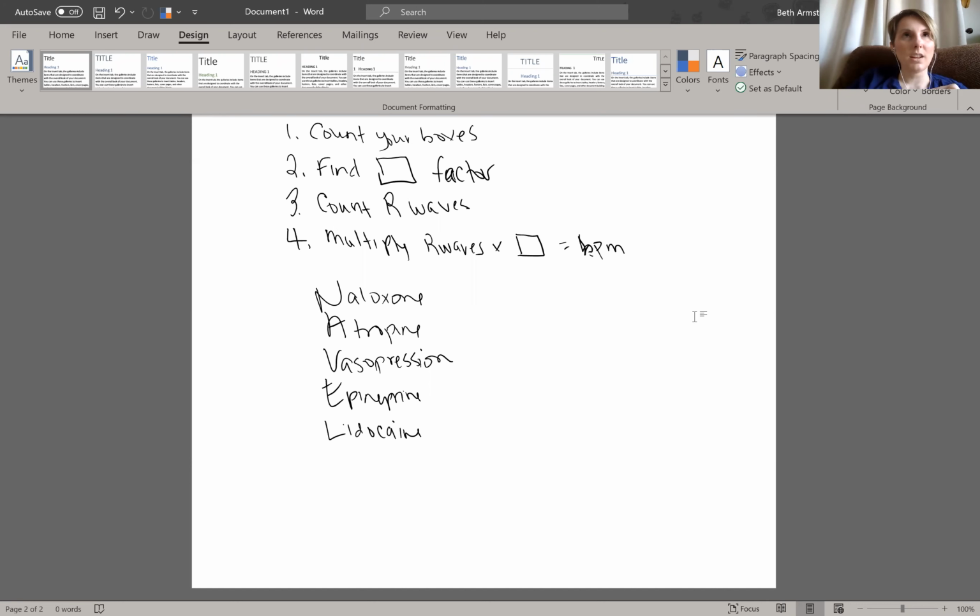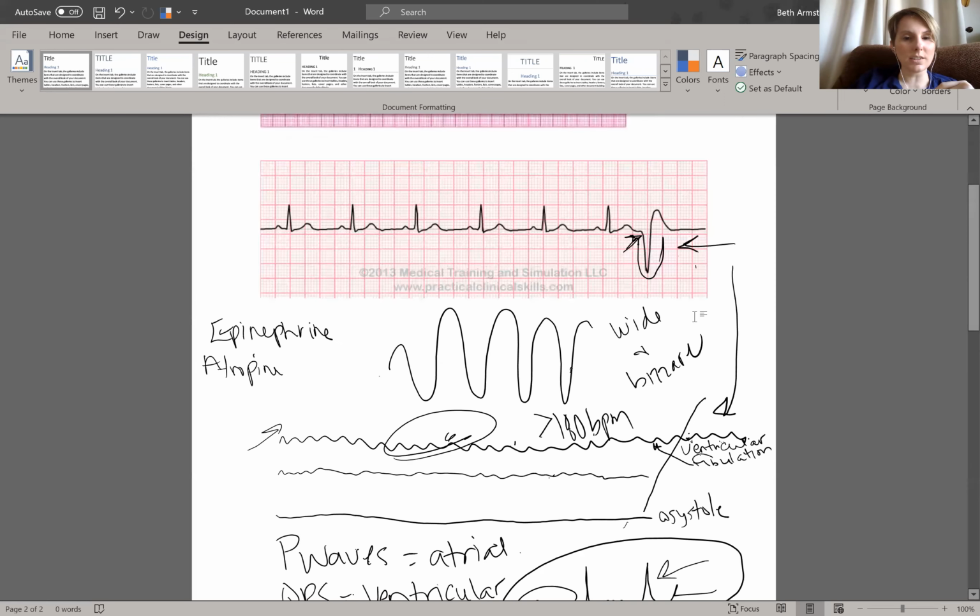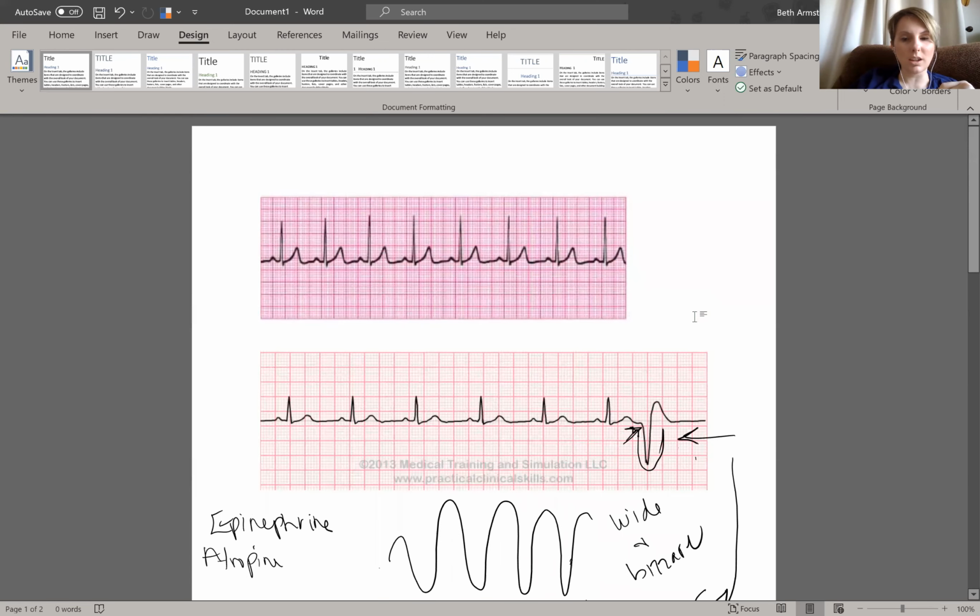And then if you put them down the endotracheal tube, what do you do to the dose? Double it, right? Yeah, absolutely. Good job. That's awesome. Okay, do you want to go back to our other ECG now that we went on a tangent?